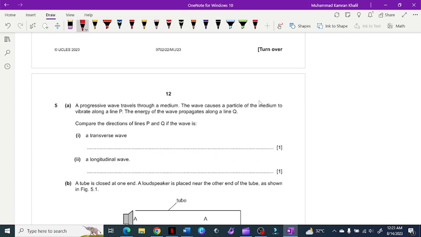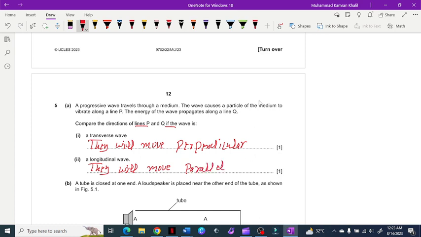Moving to question number 5, that is related with the basic definition of the transverse wave and the longitudinal wave. In the transverse waves, the particles will move perpendicular to the direction of the transfer of energy. So compare the direction of line P and Q. For this, they will move perpendicularly. And for the longitudinal wave, they will move parallel. That is the basic difference between the transverse waves and the longitudinal wave.